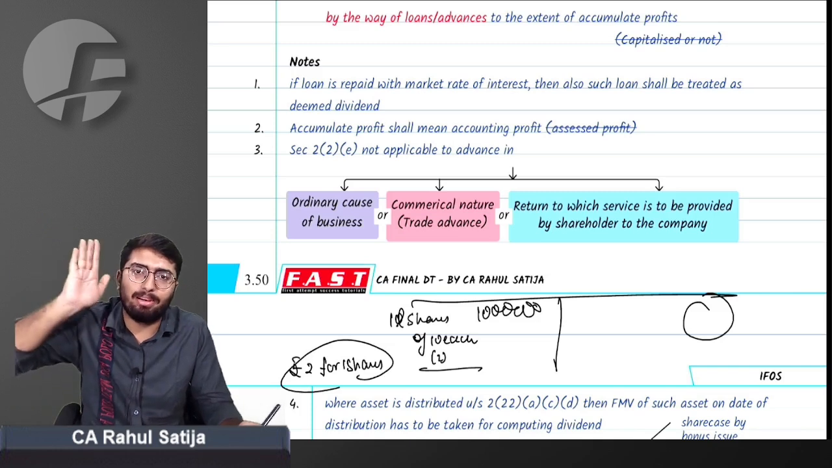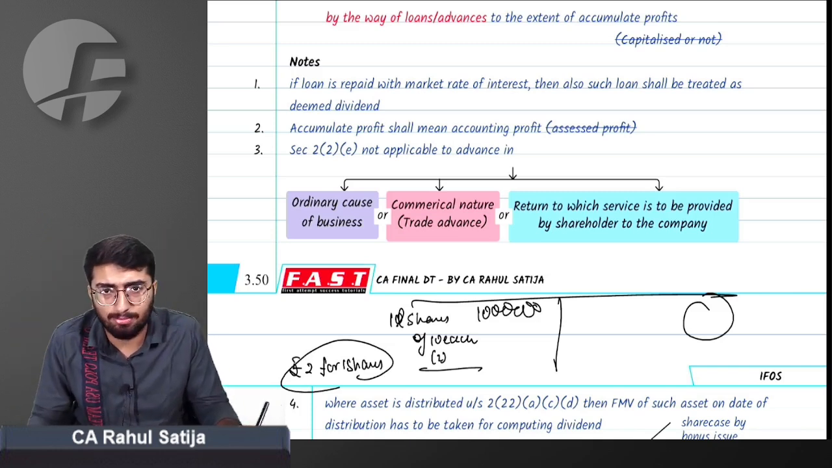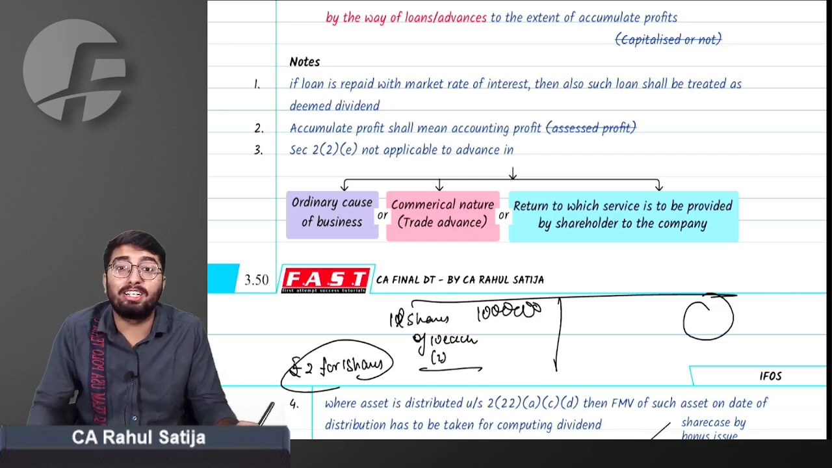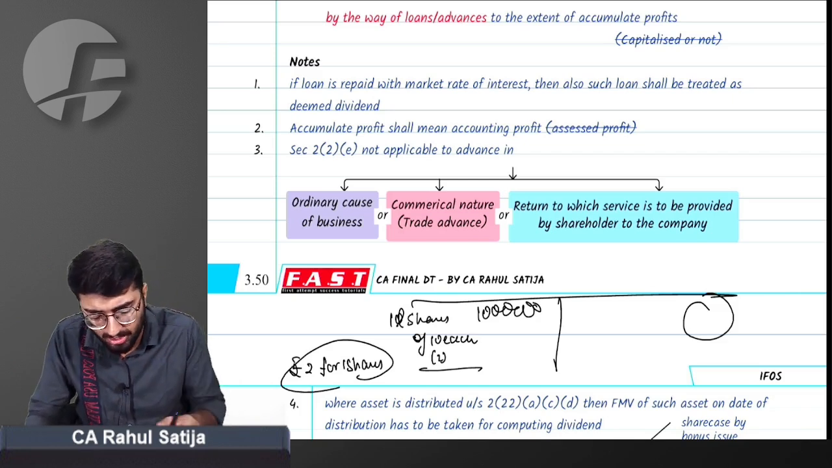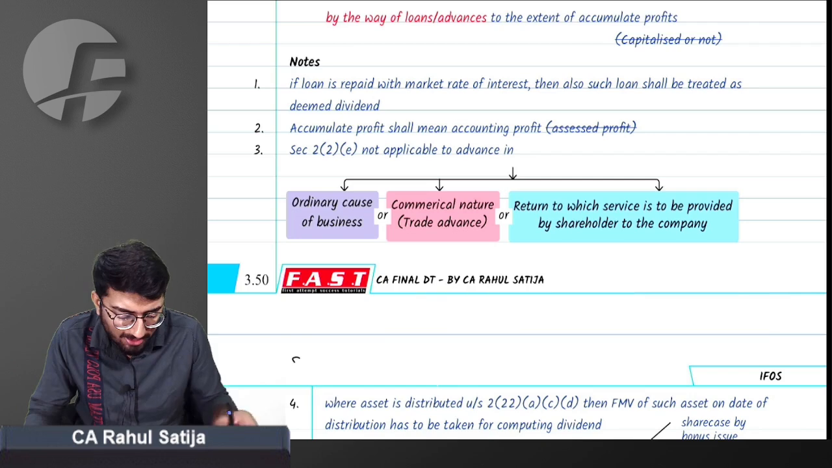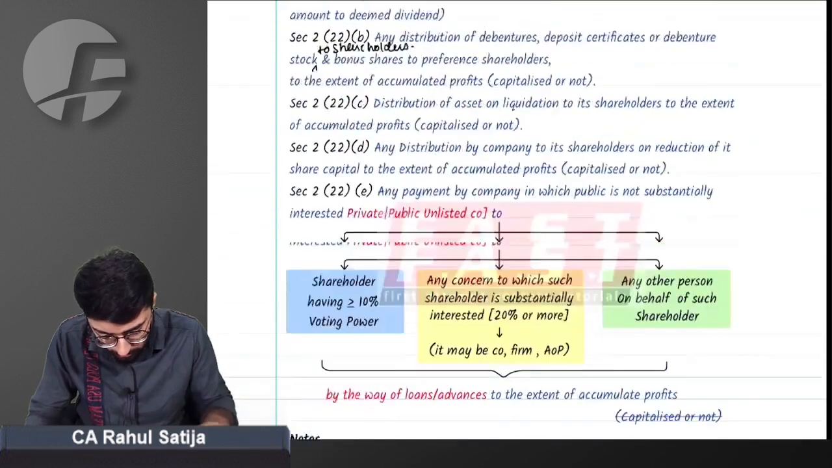Any reduction of share capital will also be treated as deemed dividend to the extent of accumulated profits, whether capitalized or not. Even if those profits are capitalized, it will still be treated as deemed dividend.